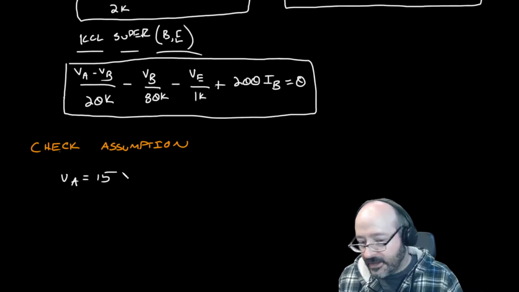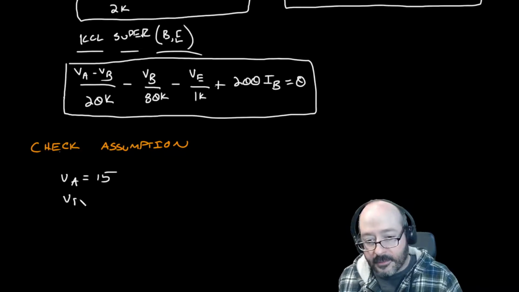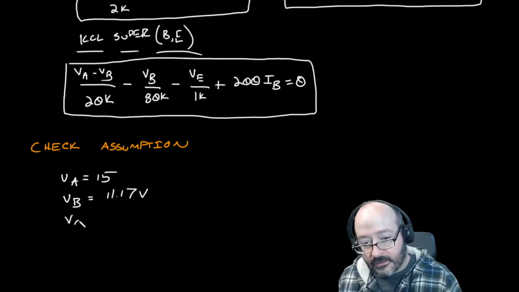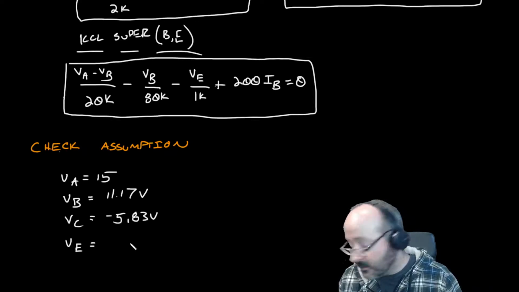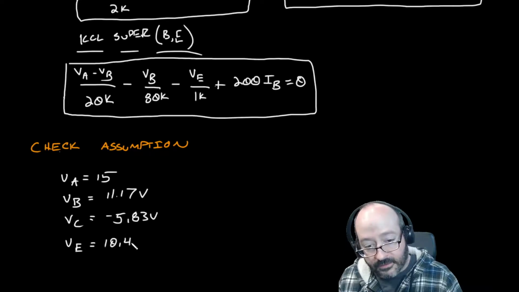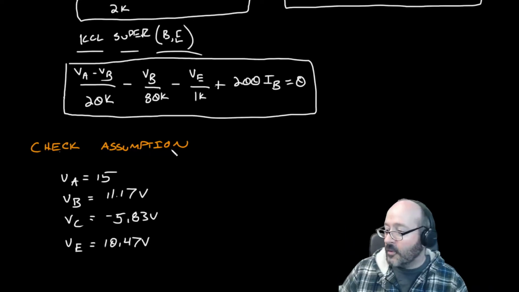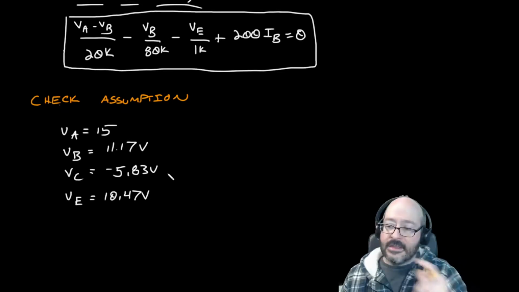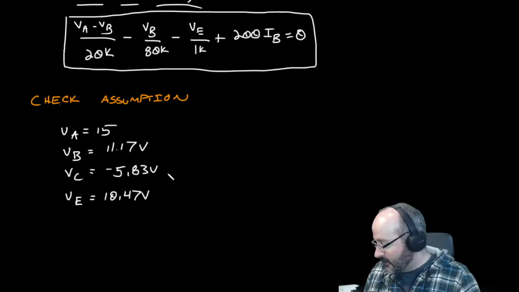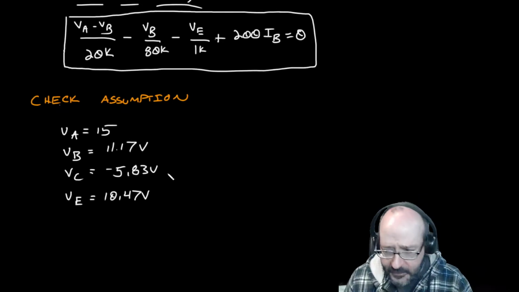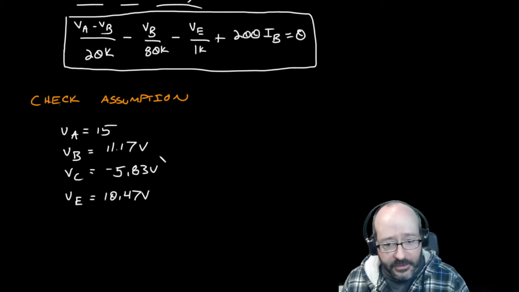VA equals 15. VB equals 11.17 volts. VC is equal to negative 5.83 volts. VE is equal to 10.47 volts. Okay, those are my 4 node voltages, and those are the things I need to go find whether my assumption was correct.